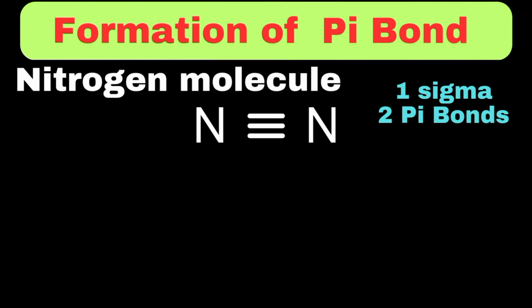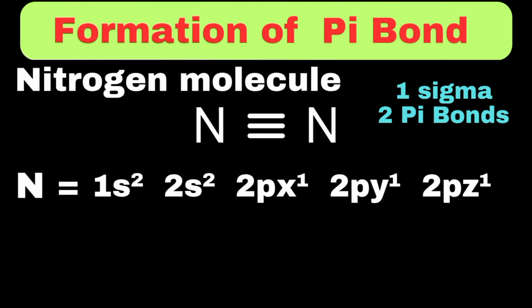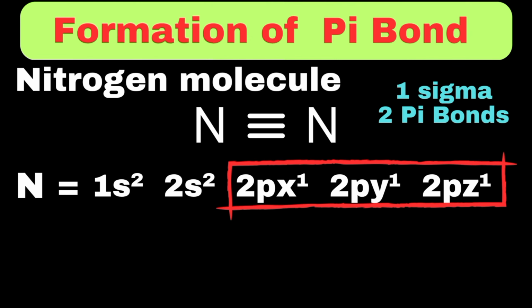Now let's take one example for the formation of a pi bond, so we can also understand it. Let's take the example of a nitrogen molecule. As we know, nitrogen always forms a triple bond with another nitrogen in the case of an N2 molecule. Here, one bond is sigma, and two bonds are pi bonds. First, let's have a look at the electronic configuration of nitrogen. Its atomic number is 7, and valence electrons are present in the p orbital. As we can see, nitrogen has 3 unpaired electrons, which again confirms that nitrogen needs to form 3 bonds.